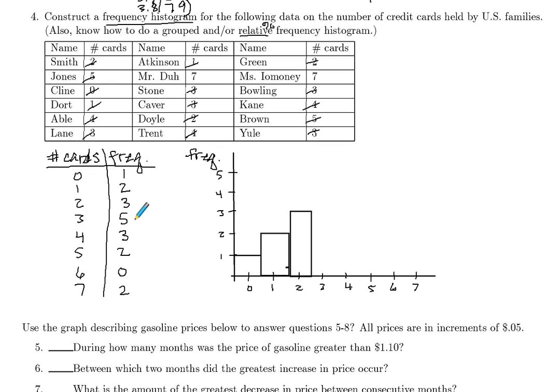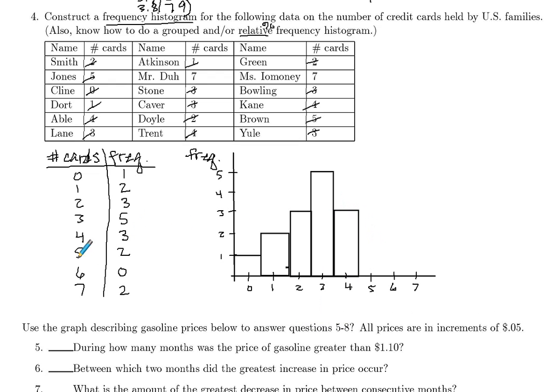3 cards, we've got a frequency of 5. So we want height 5. So this bar centered over 3 should go up to height 5. Okay, so height 5 right there. And then 4 cards, frequency of 3. So this bar centered over 4 is going to go up to height 3. There.